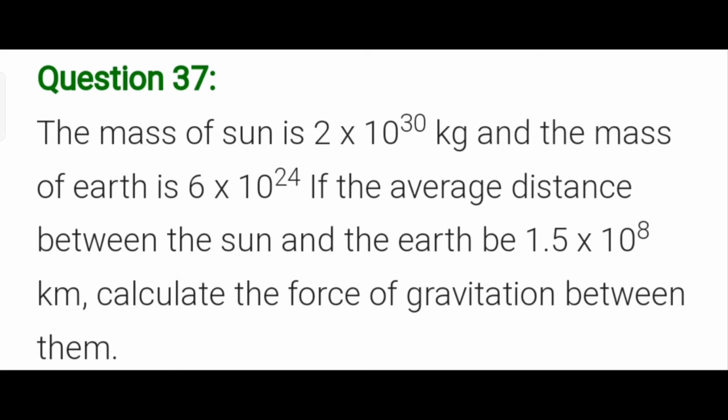Question number 37. The mass of Sun is 2 into 10 to the power 30 kg and the mass of Earth is 6 into 10 to the power 24 kgs. If the average distance between the Sun and the Earth be 1.5 into 10 to the power 8 kilometers, calculate the force of gravitation between them.